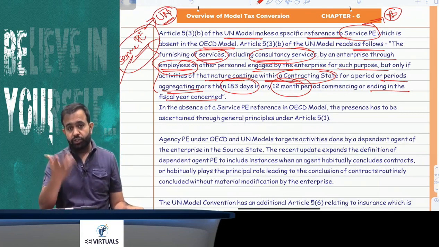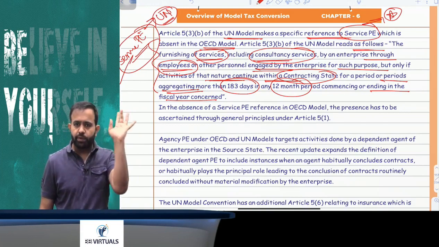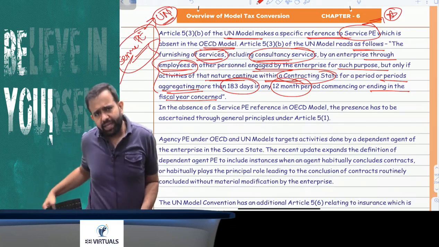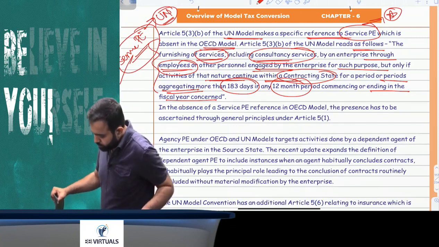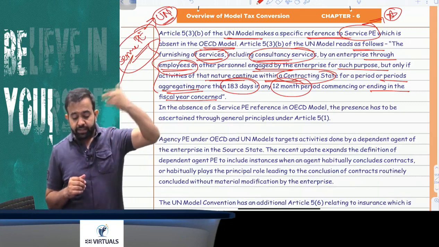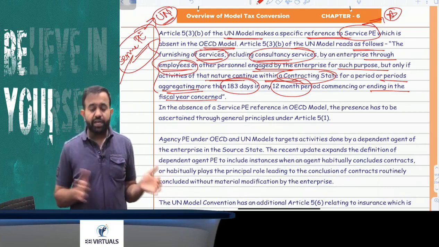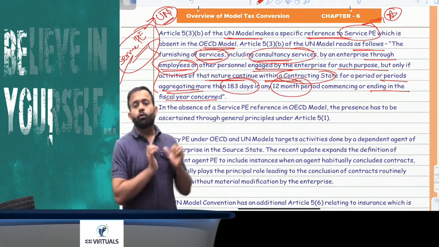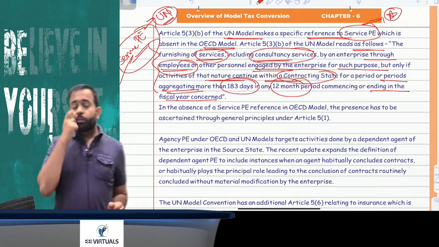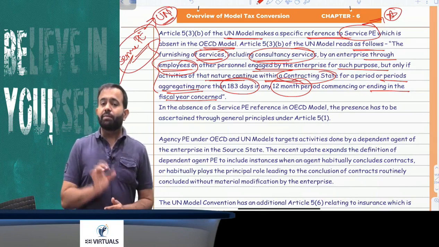Suppose I ask one question: is service PE absent in OECD or UN? The right answer is OECD. Service PE is absent in OECD, but in UN it is present. As per the UN model, if any enterprise provides services in another country for more than 183 days in a 12-month period commencing or ending in the fiscal year, then it will also be treated as a PE. For example, suppose India and Singapore follow the UN model, and as per their agreement there is a service PE.